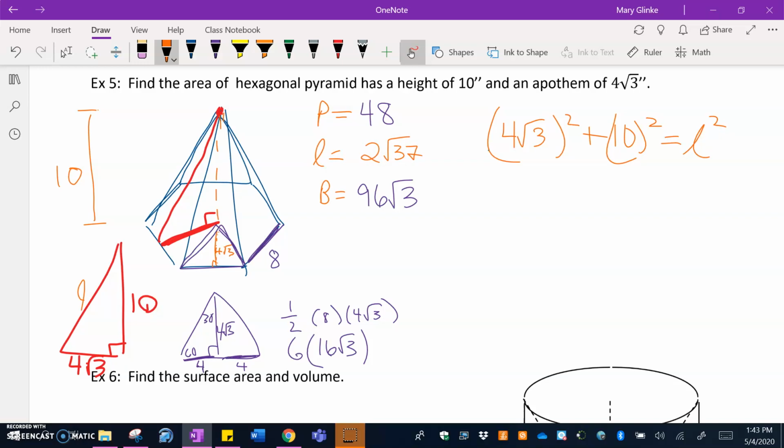Now we're going to plug everything into our formula. So our total surface area is going to be 1/2 the perimeter of the base, which is 48, times the slant height, which is 2 root 37, plus the area of the base, which is 96 root 3.